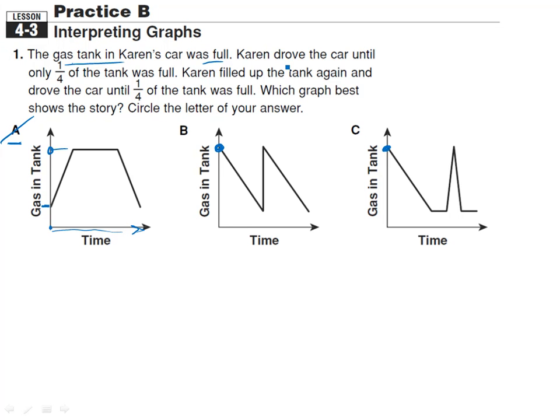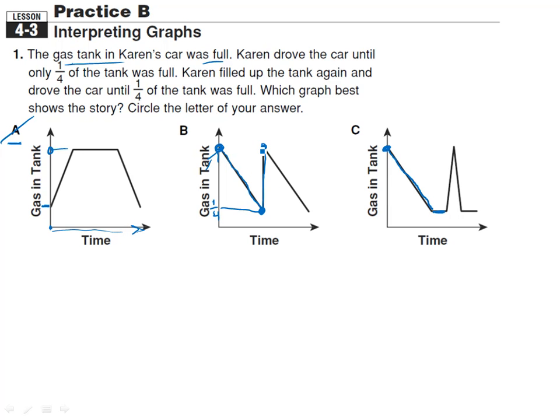Now it says she drove the car until only 1/4 of the tank was full. So she's driving, time is passing, and then she gets to this point where she's at 1/4 of a tank. 1/4 of this full tank amount. Okay, but that's the same thing that happens in C. So so far it could be B or C. Then it says she filled up the tank again, so her gas tank should go back to full. And here's where the graphs differ.